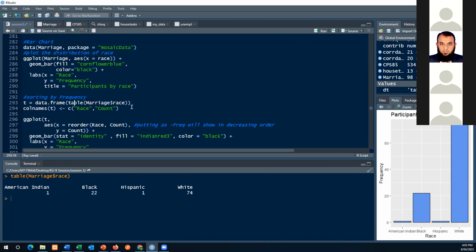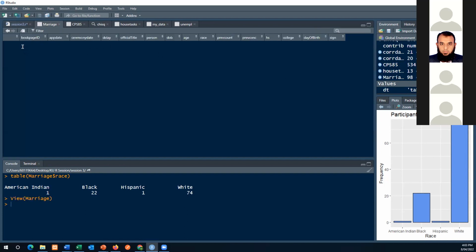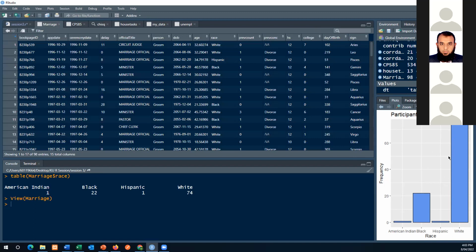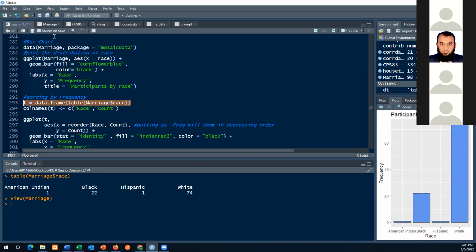We are now taking this data into a data frame, since we got the counts, because our data was raw data. We are presenting this data graphically. We didn't compute the count by ourselves; we just said, create a bar graph taking only the race. This geom bar automatically created the count and put it as it comes. First American Indian comes, so 1, then black, 22, Hispanic.